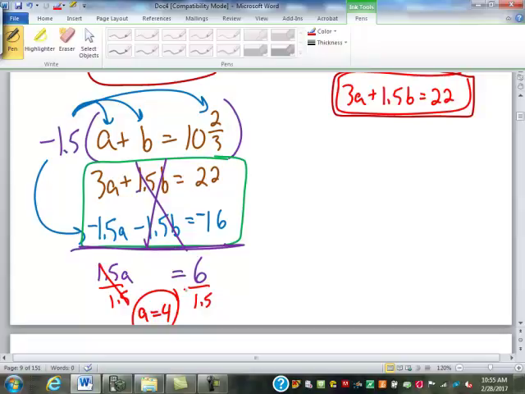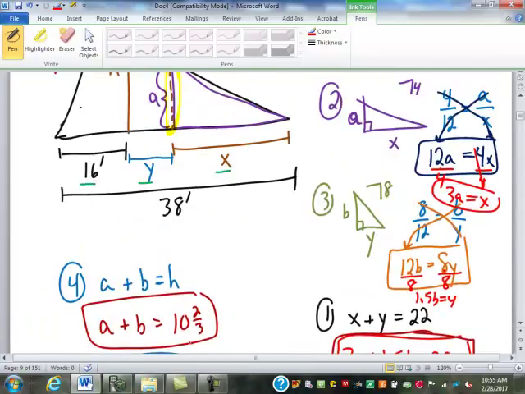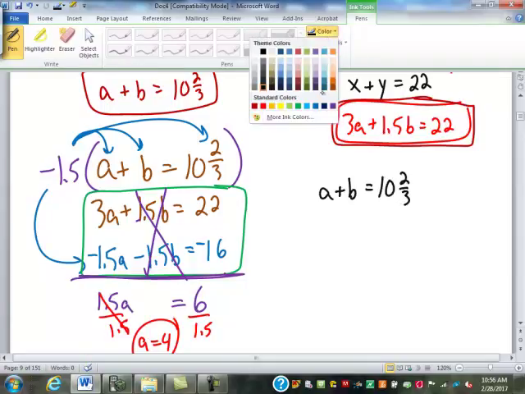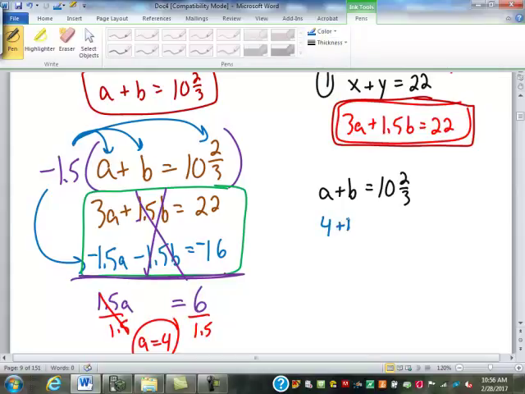So now we've got some backtracking to do. If I scroll up here quick, a equals 4. Okay, all right. I'm going to go back down for a second. If a equals 4, a plus b is 10 and 2/3. So if I put 4 in here for a, I subtract 4, b must equal 6 and 2/3.